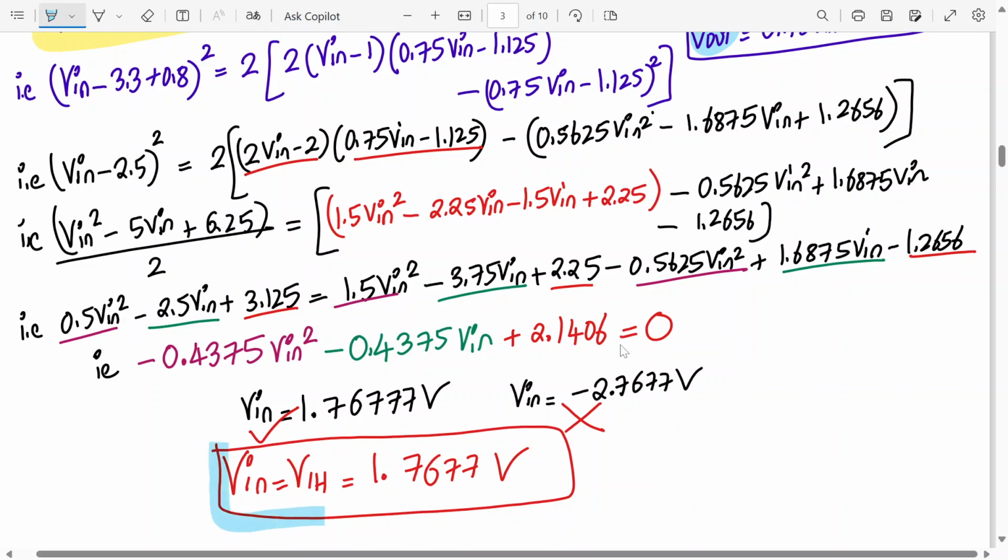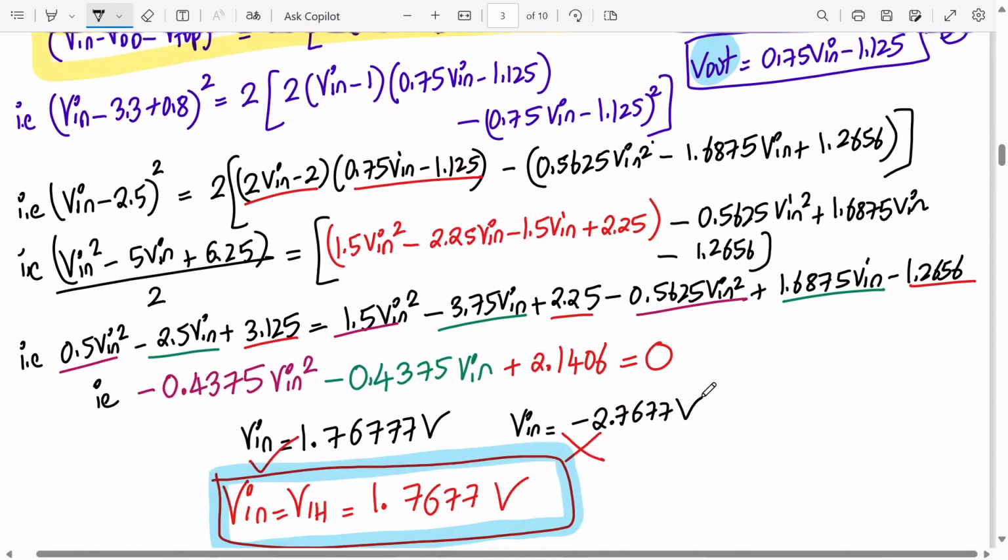Now for this value of VIH, what was the value of V out? We have to calculate that also. We will do that. So V out was what? From the above formula, V out was 0.75 times (V in minus 1.125), that is 1.7677 minus 1.125, right? Can you tell me the value of V out also?